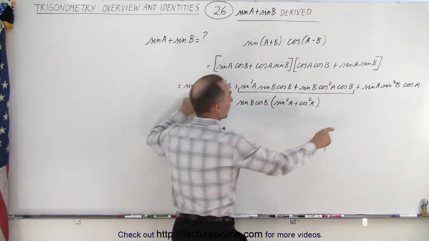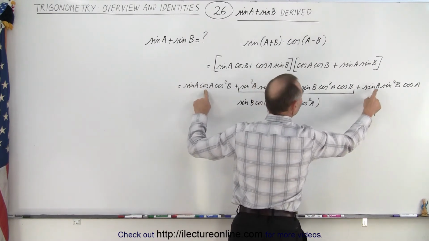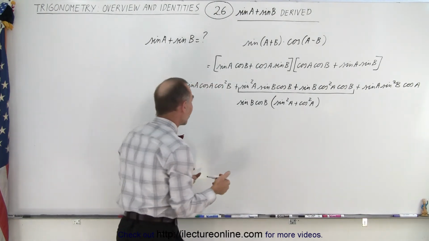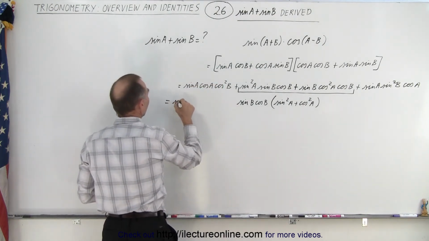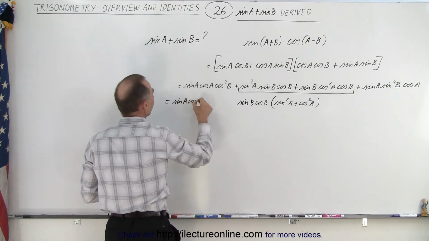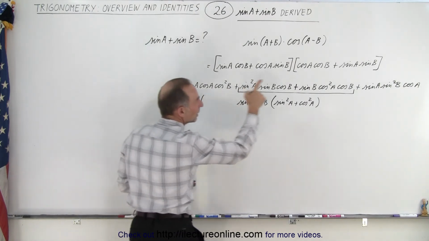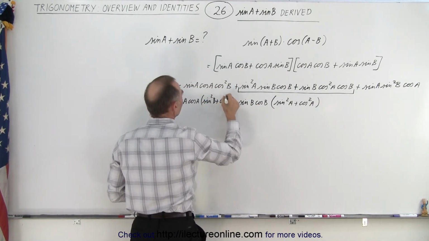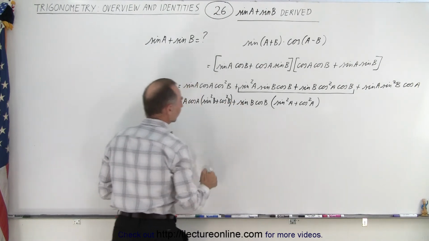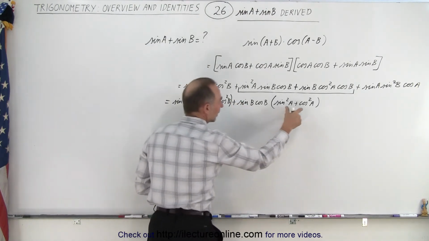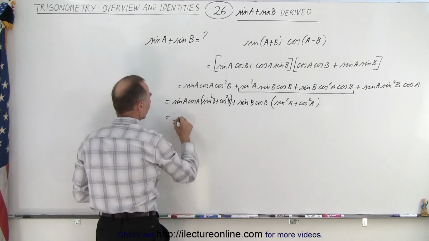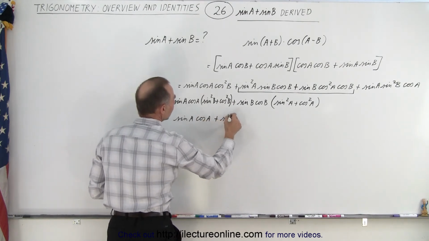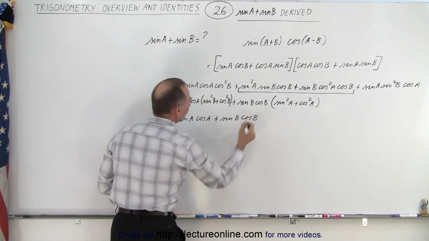How about these two terms? Well, we have a sine A, cosine A, sine A, cosine A. Again, those two terms both contain the factor sine A, cosine A, so I can factor those out, and I'm left with a cosine square of B and a sine square of B. So now you realize that this becomes equal to 1 and that becomes equal to 1. So this becomes equal to the sine of A, cosine of A, plus sine of B, cosine of B.